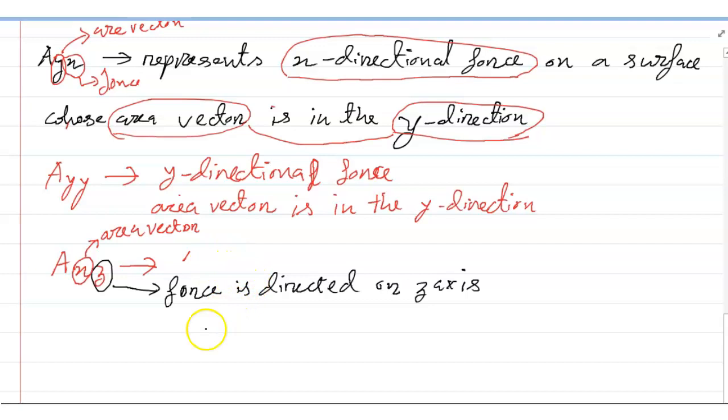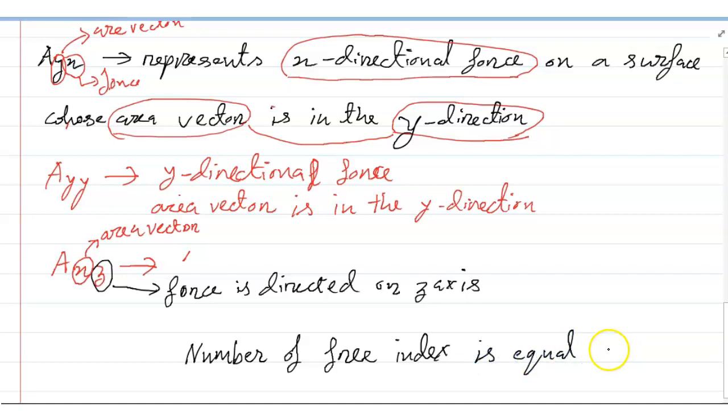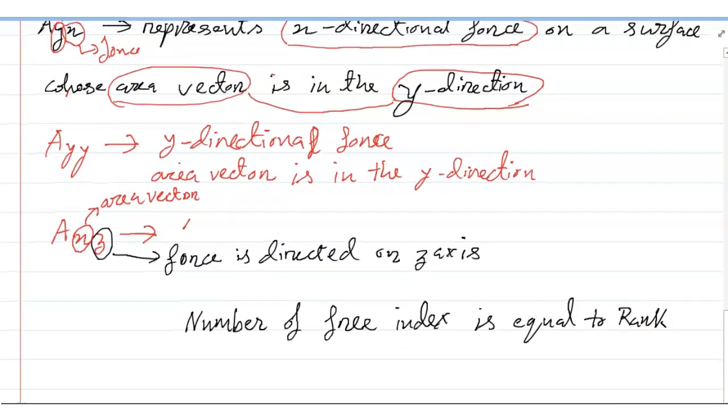The number of free indices is equal to the rank of that tensor. This is our note.